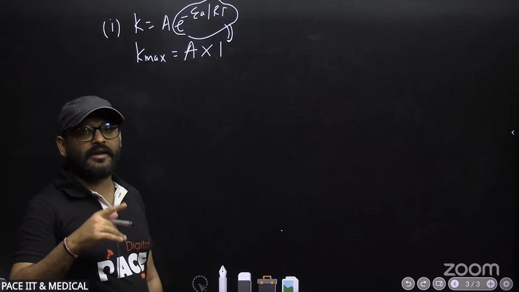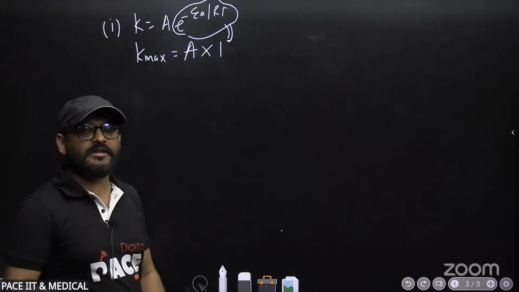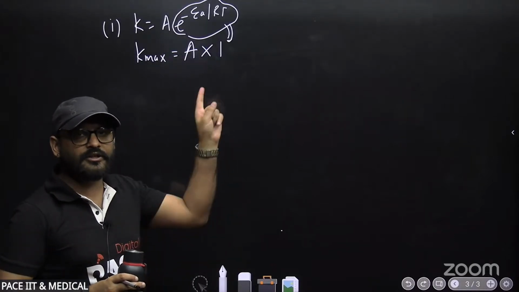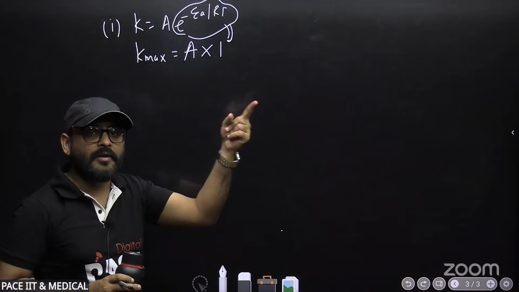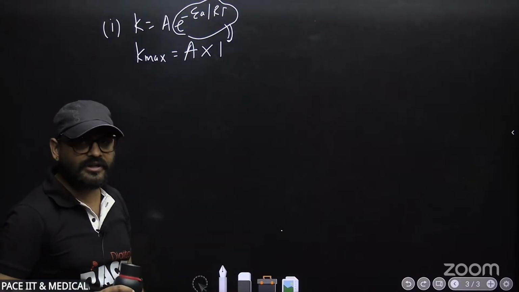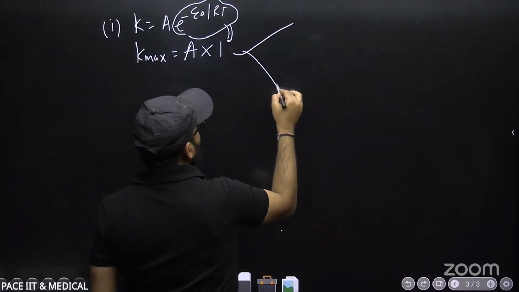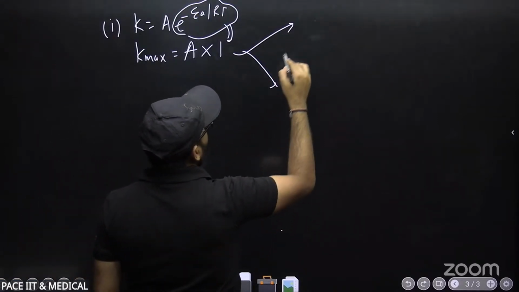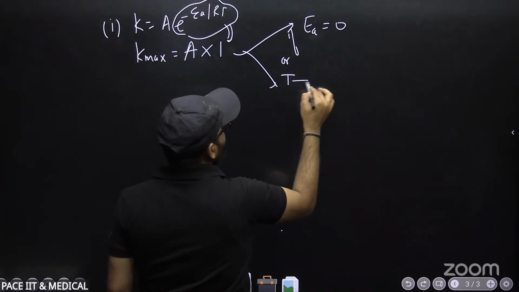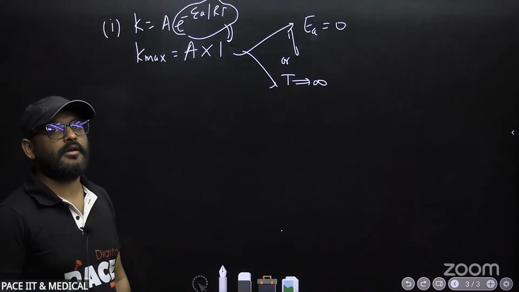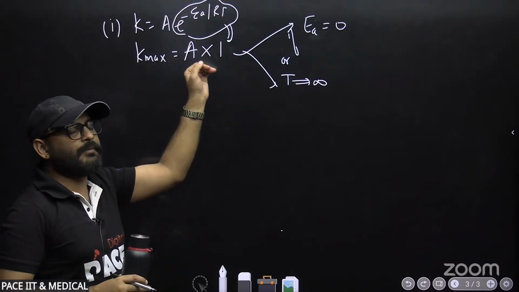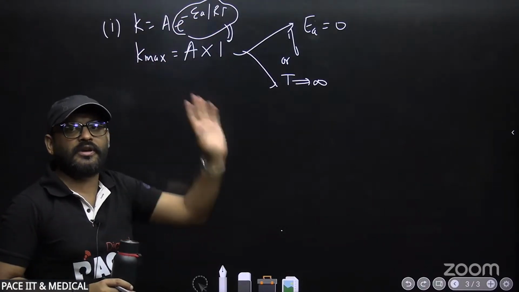Fraction of molecules having energy greater than or equal to EA. That means we are assuming that all the molecules have energy greater than or equal to EA. e raised to power minus EA by RT represents a fraction. What can the maximum fraction be? It can be 1. In two ways it can be 1: if EA equals 0 or if T tends to infinity. If EA is 0, then e to the power 0 is 1. If T is infinite, something upon infinity is 0 and e to the power 0 is 1.